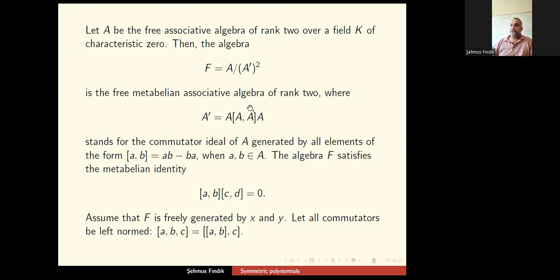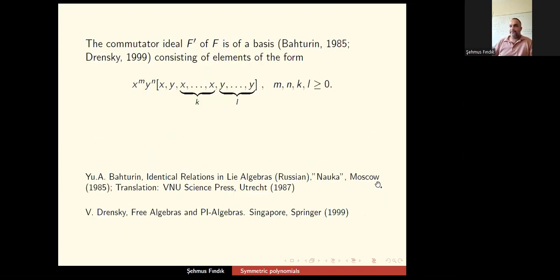Here we have, first of all, F as a free associative algebra, but with non-commuting variables. And A prime stands for its commutator ideal, and you have the square of this element. So this means that this is the metabelian identity for the associative case. And now we work with this F, and we have a nice looking basis which was given by Bakhturin. Okay, there are results in these 2 books which are given below here.